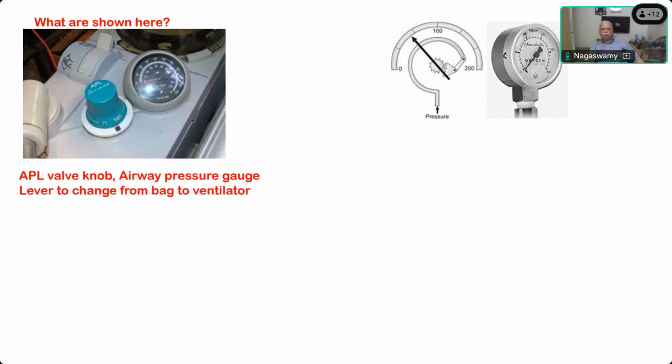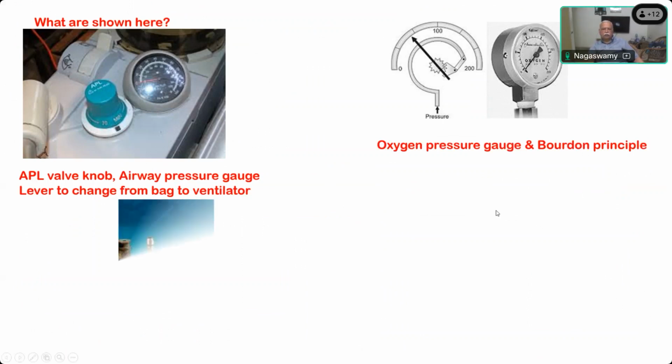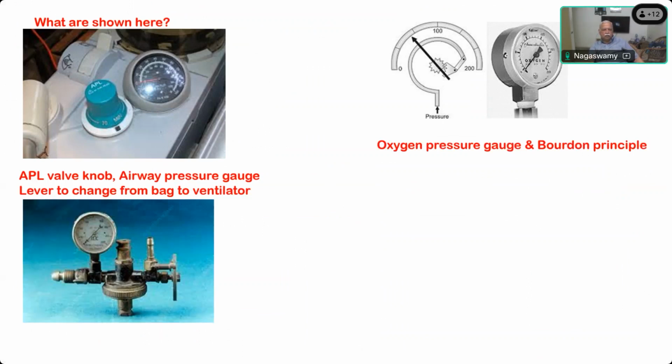What is this? Bourdon pressure gauge, sir. Okay, whenever the thing is there, you must say the whole thing. So it is called the oxygen pressure gauge, working on the Bourdon principle. This is the principle under which it is working. I'll show you later slides which will explain this. What is this?